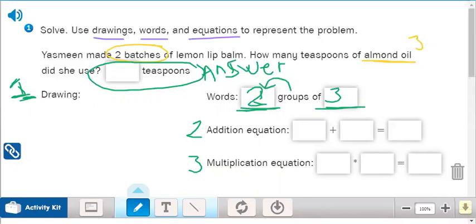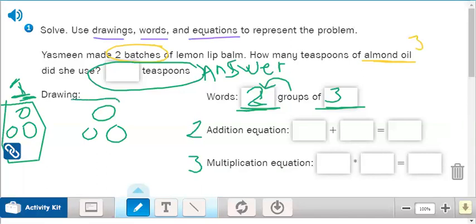Welcome back. Okay, so we are adding right now 2 groups of 3. So I'm going to do my drawing first. Here's 1 tube of chapstick, 2, 3. That's 1 group. Okay, 1, 2, 3. That's my second group of how many teaspoons we needed in 1 tube. So we're pretending that that's a really nice tube of chapstick right there. Okay, so here we go.